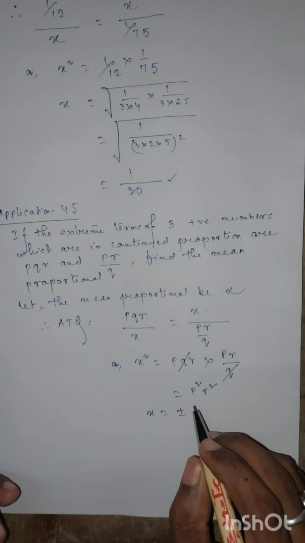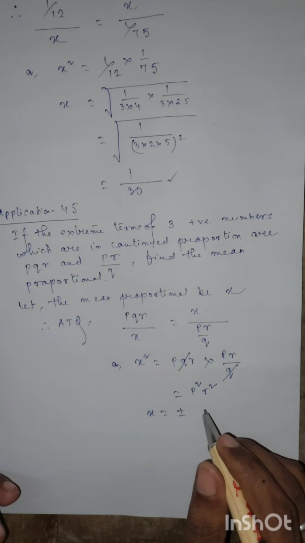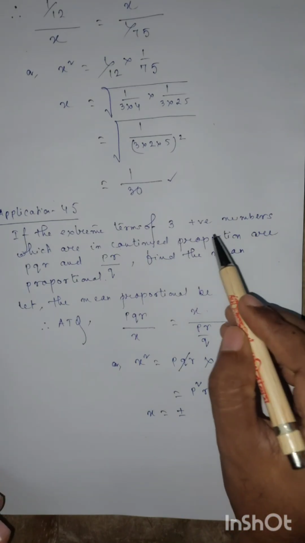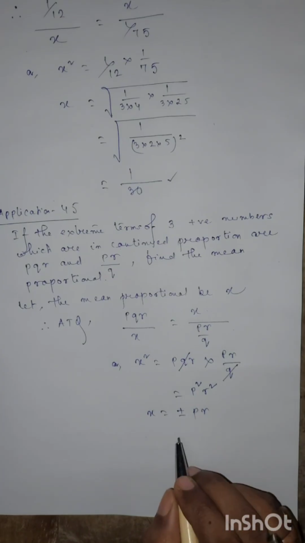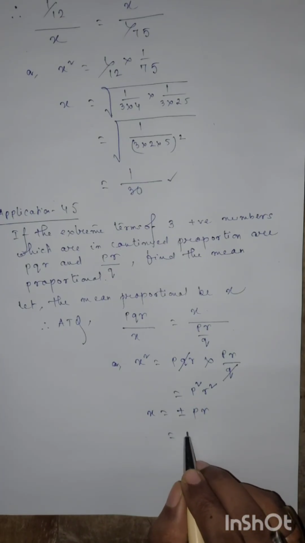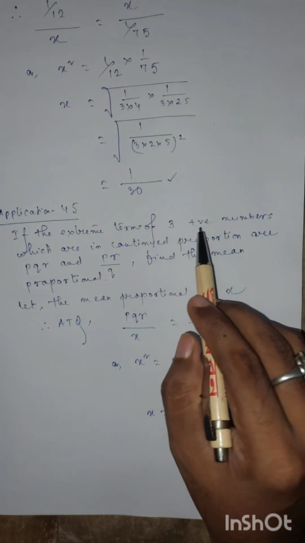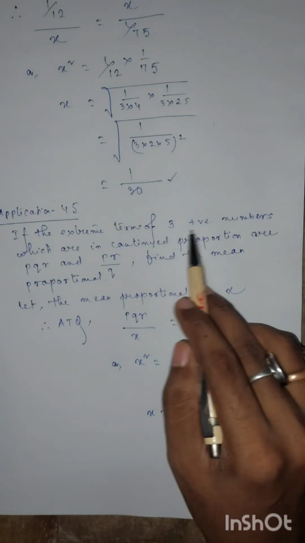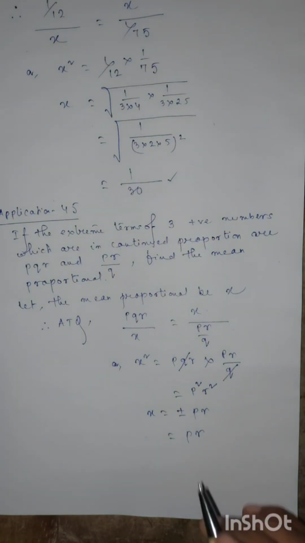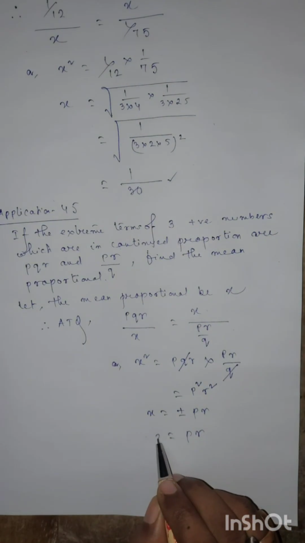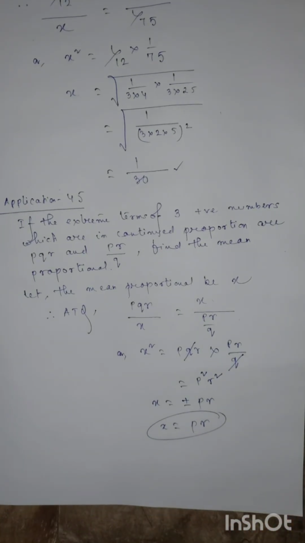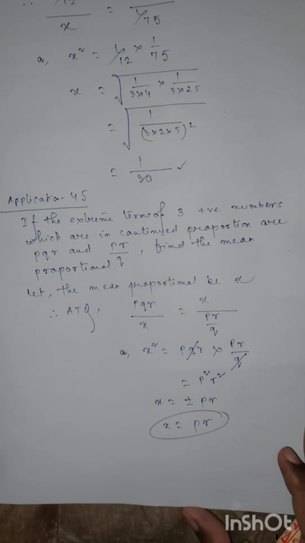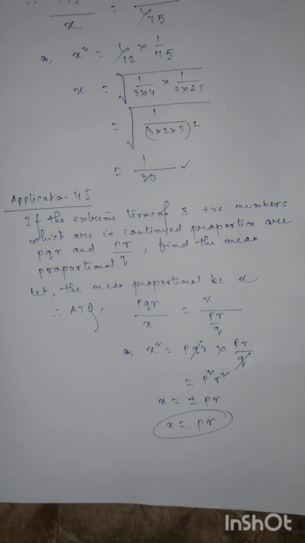plus minus PR, but it is said that they are positive, so we are going to take only the positive value because all the terms are positive. So X is positive PR. Okay, so this is our required mean proportional.